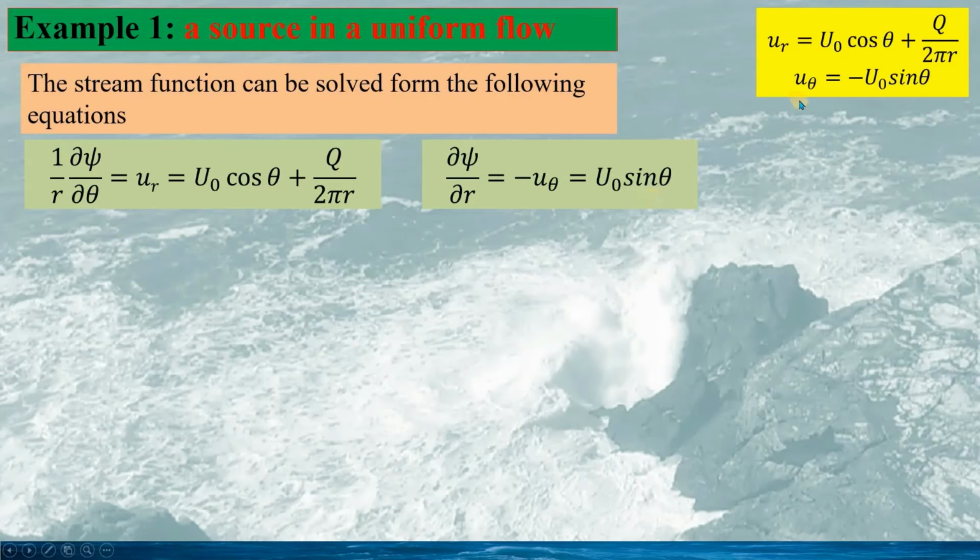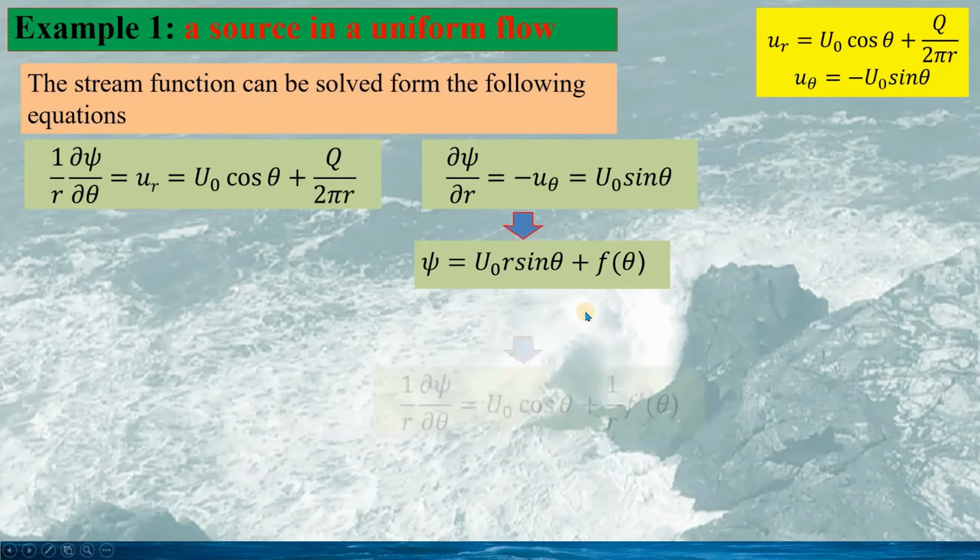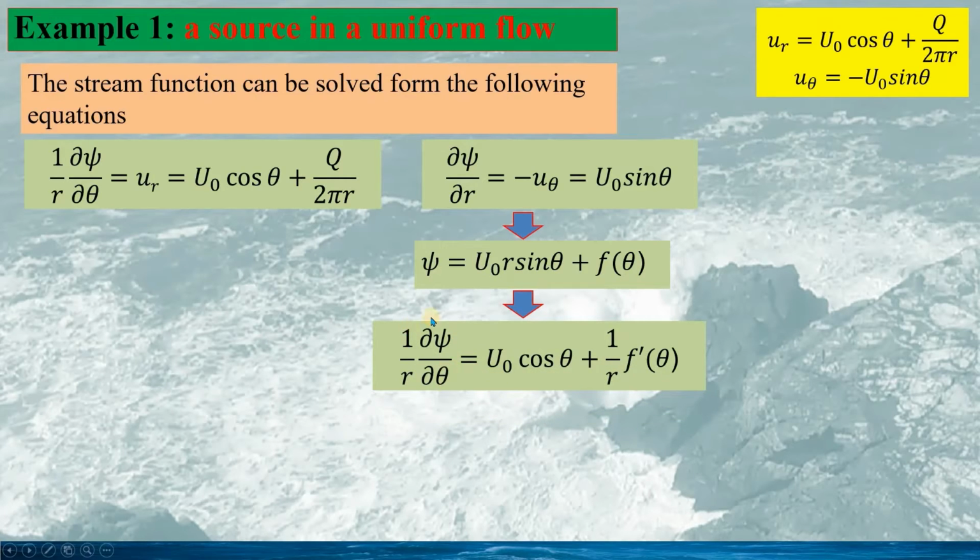So once we have the velocity components, based on that, the equations for the stream function would be given as this and this. And we can solve the stream function psi from these two equations. And based on this equation, we can obtain the stream function psi given as this plus the unknown function f theta. F theta is a function only dependent on theta. And we can calculate this.